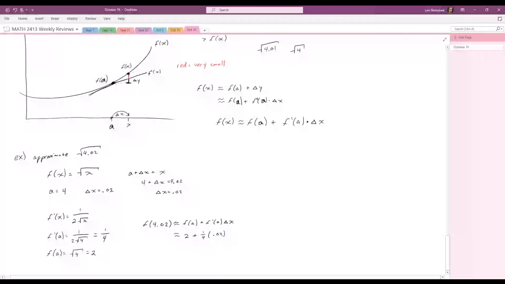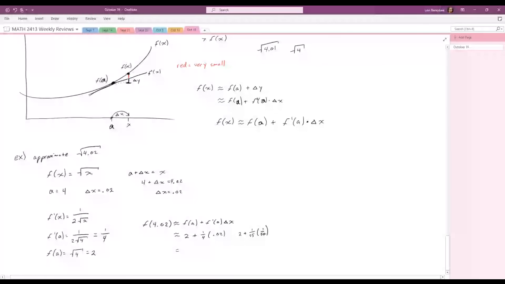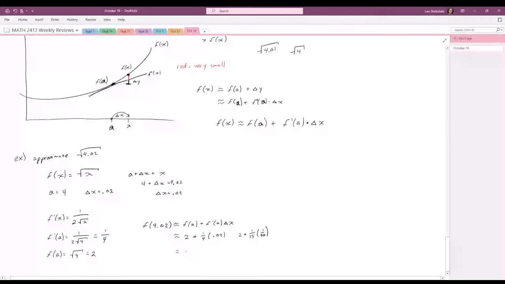And this comes out to be, oh shoot, I didn't bring my calculator. This would be 2 plus 1 over 25 times 1 over 50. Give me one moment, I'll just do this on my phone. 2 plus 1 over 25 times 1 over 50 gives us 2.008, I believe.